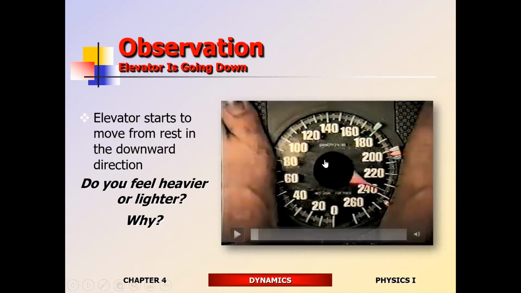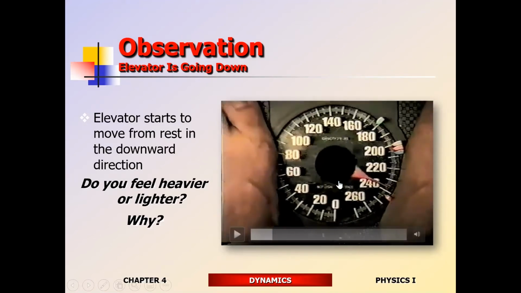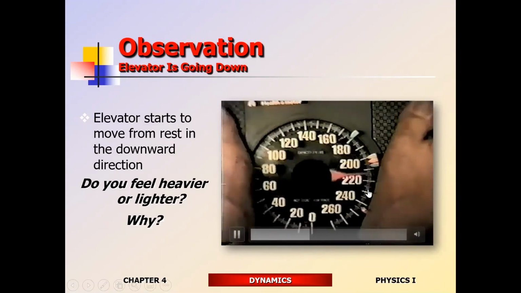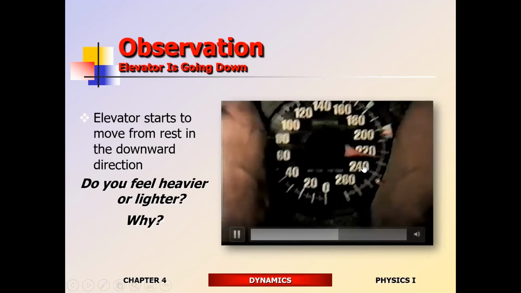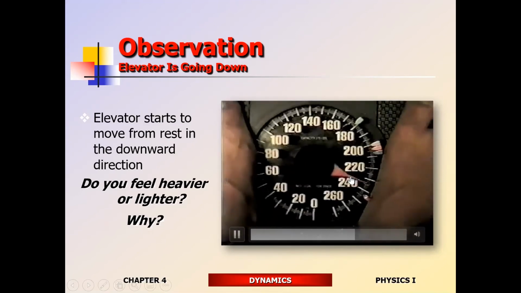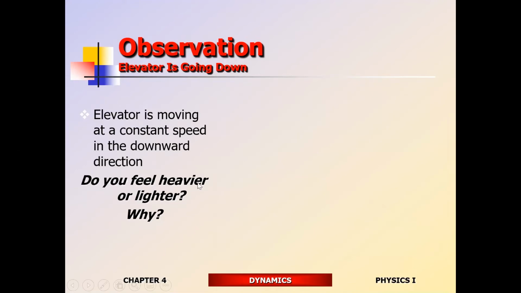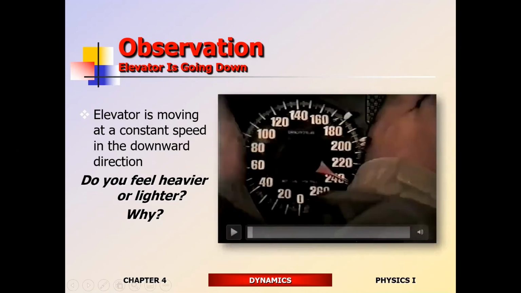The elevator is going down, so it's just going to accelerate in the downward direction initially. And as soon as the elevator starts to accelerate in the downward direction, notice that his original weight jumps almost all the way down to 200 pounds. So not only do you feel lighter when the elevator accelerates downward, evidently you do become lighter according to the scale. And then the elevator reaches a certain constant speed, and at that point you will feel normal.